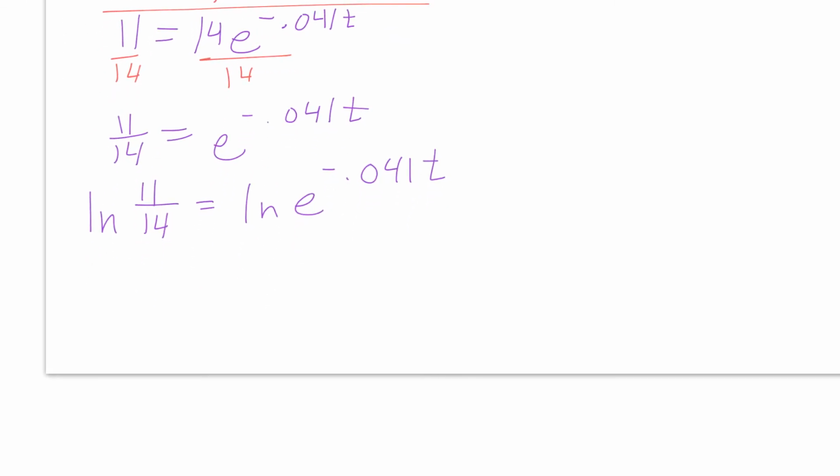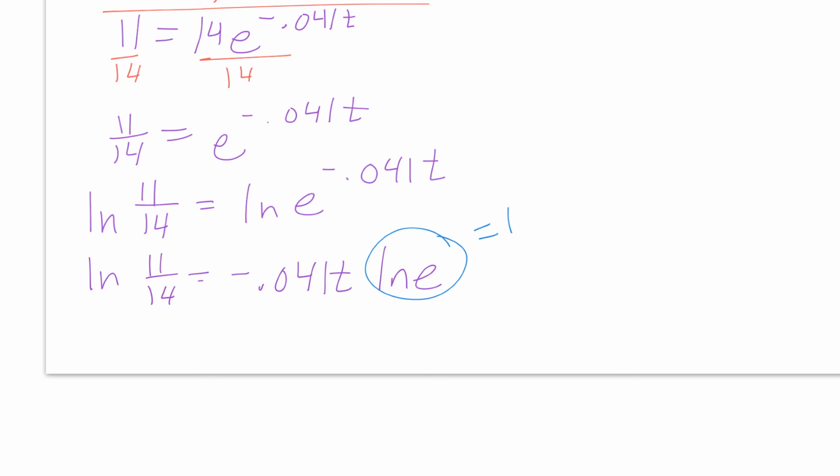Then what I can do is, using my rules of logs, I can take this exponent and move it out to the front. And I get the natural log of 11 over 14 equal to negative 0.041 t times the natural log of e. Remembering that this is just equal to 1, I can now divide both sides by negative 0.041.